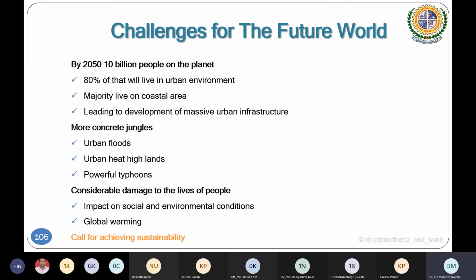Now, what are the challenges for the future world? Mainly, you may say 80% of people will live in an urban environment. You may say then the majority live in coastal areas, leading to development of massive urban infrastructure. More concrete jungle will be there, with urban floods, urban heat islands, powerful typhoons, considerable damage to the life of the people, that is impact on social and environmental conditions, and finally what is existing, that is global warming. So these are the challenges. So this calls for achieving sustainability.